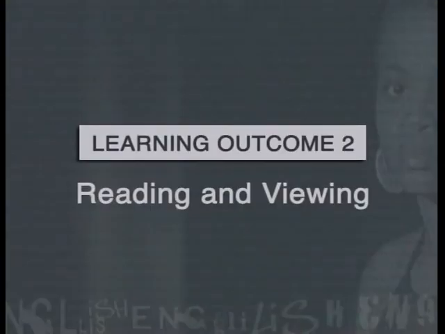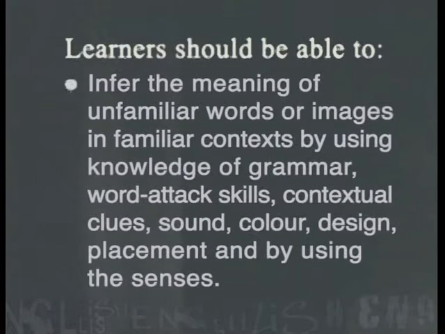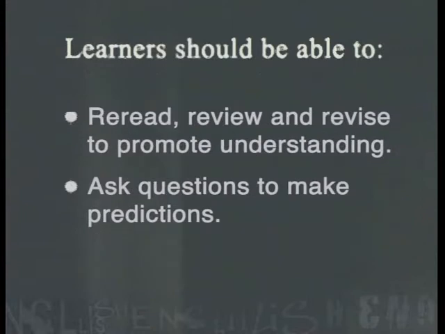The following lesson is linked to Learning Outcome 2, Reading and Viewing, and addresses the assessment standard that requires learners to demonstrate various reading and viewing strategies for comprehension and appreciation. Learners should be able to infer the meaning of unfamiliar words or images in familiar contexts by using knowledge of grammar, word attack skills, contextual clues, sound, color, design, placement, and by using the senses. Learners should also be able to reread, review, and revise to promote understanding and ask questions to make predictions.